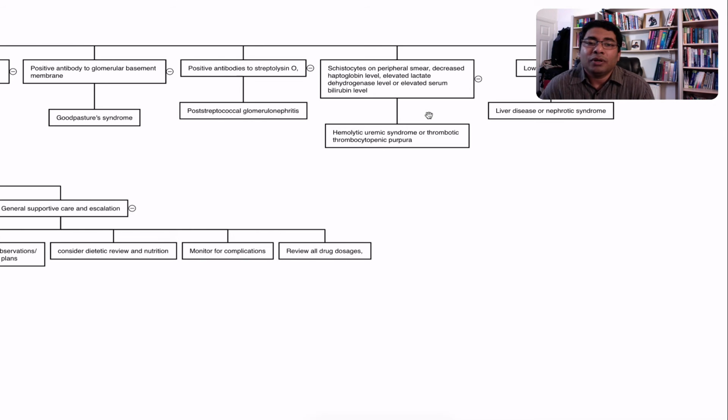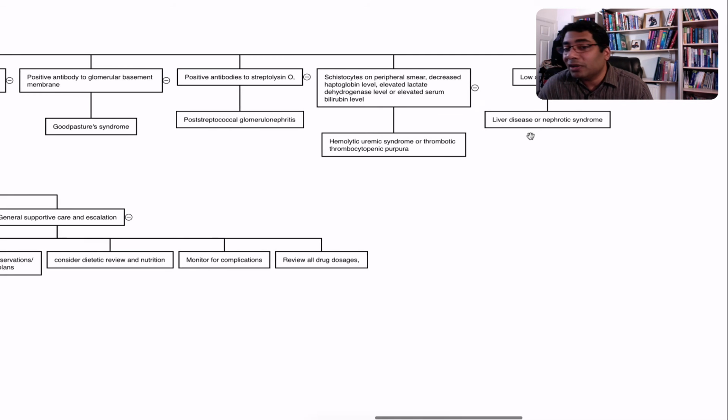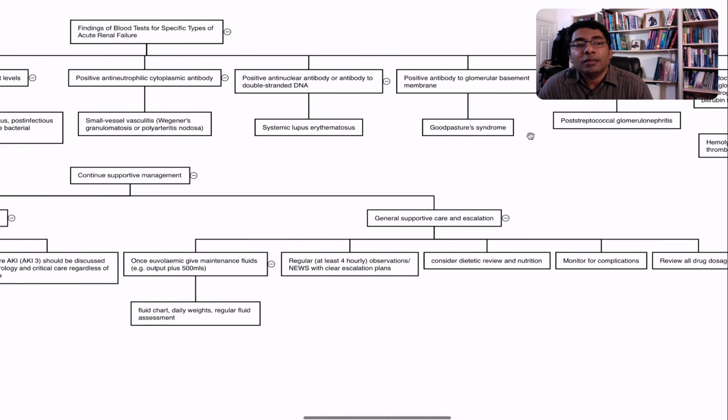And so, quite important, if you really suspect this condition, then you should send a peripheral smear. You should look at the haptoglobin levels, look at the LDH level for elevation, and check the bilirubin level as well. Try to put it together. Low albumin levels, as in liver disease or nephrotic syndromes.